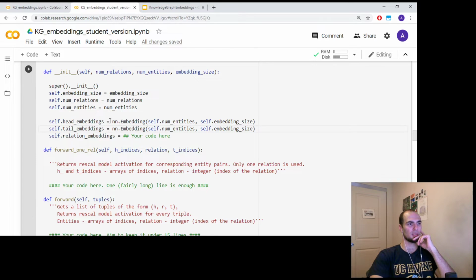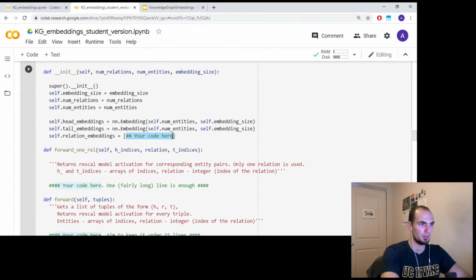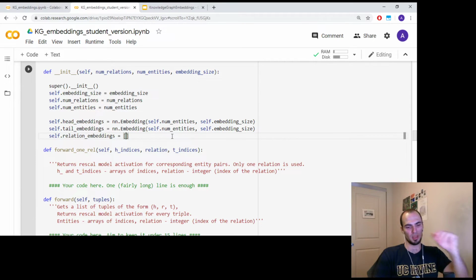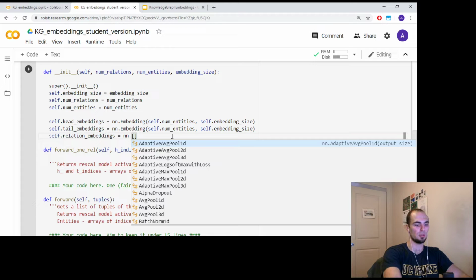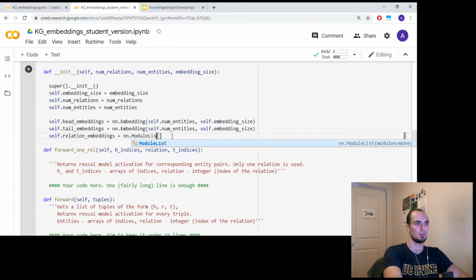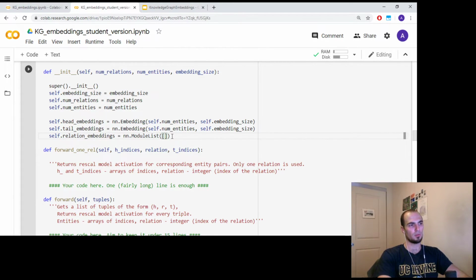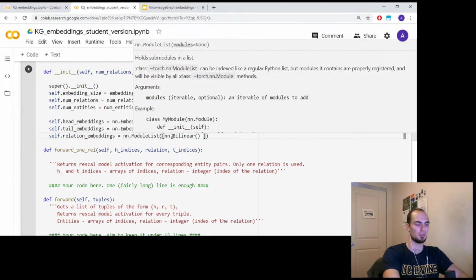So head and tail embeddings are exactly equivalent. The relation embeddings are a little bit tricky, right? Because relation embeddings are essentially a bilinear layer for every relation that we have. And in my opinion, the easiest way to code it up in Torch is to use the functionality of a module list. So we're going to have a single bilinear layer for every relation. The way we could write it is using list comprehension, like that.